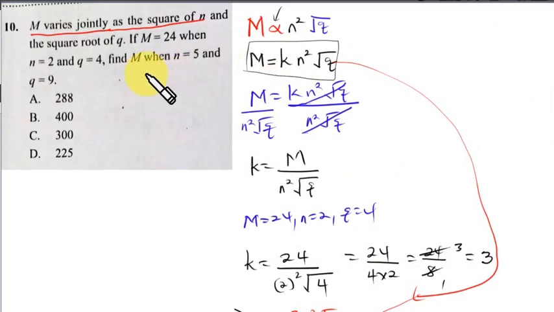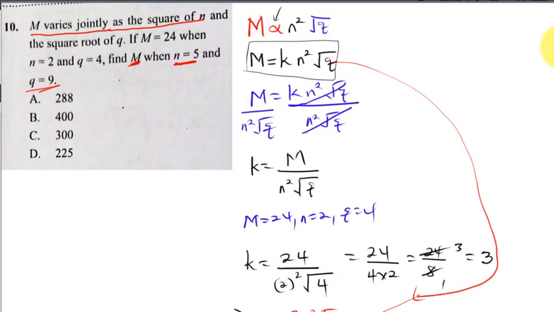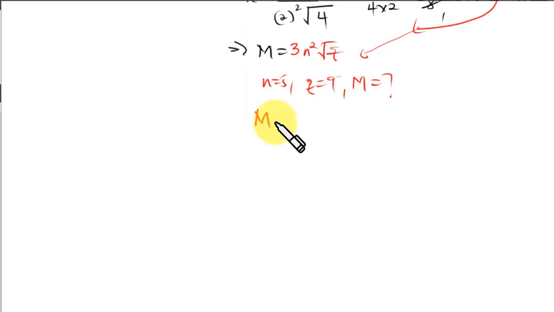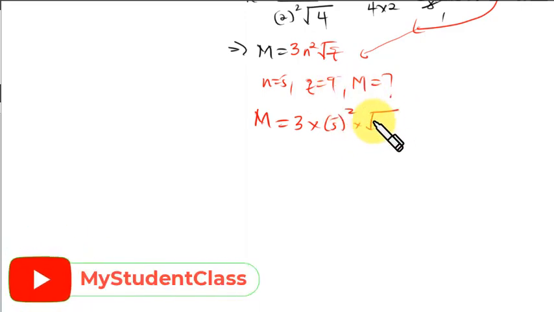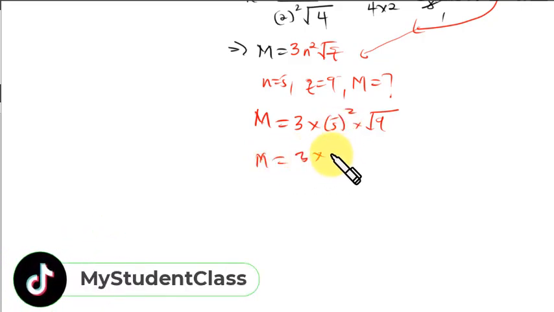Now the question says that I have to find m when small n is 5 and q is 9. So now small n is 5 and q is 9. What is m? That is the question. So capital M is going to be 3 times small n, 5 squared, times the root of q, which is 9. Then m equals 3 times 5 squared, which is 25, times the root of 9, which is 3.